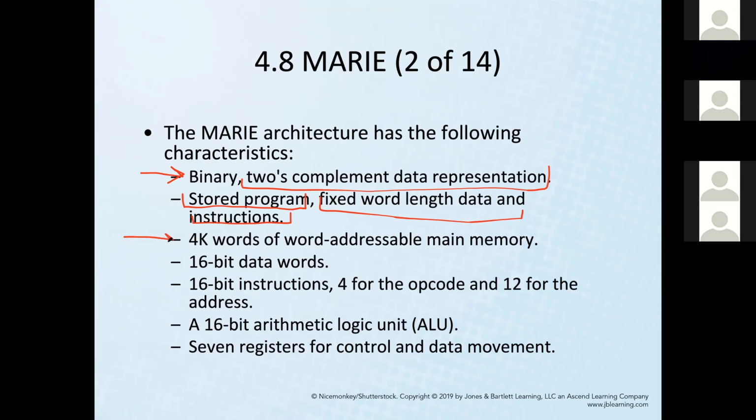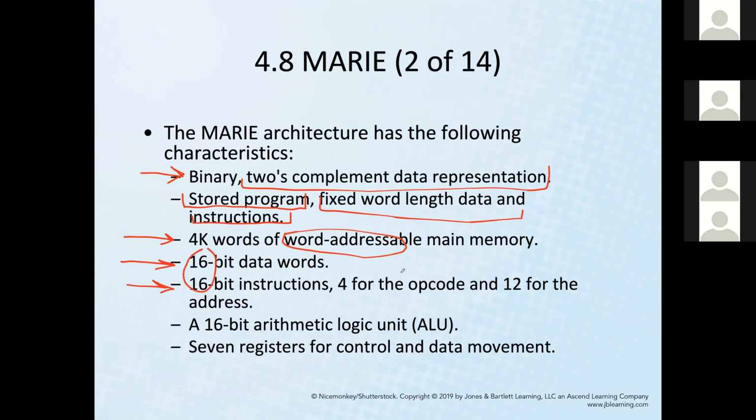About the memory size of this processor: the memory is 4K, and it is word addressable. It's very important. So we have 4K memory. Each memory cell is a word, which is 2 bytes. It has 16-bit data words, and it has 16-bit instructions.